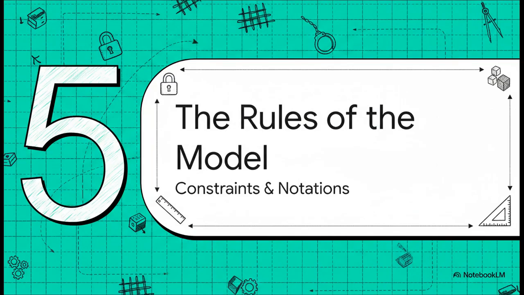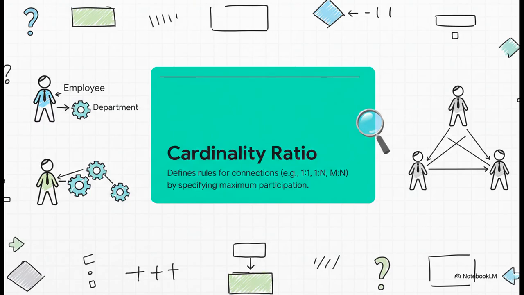But a truly great blueprint isn't just about drawing lines between boxes. It needs to have rules. In data modeling, we call these rules constraints, and they're what make sure our digital model accurately reflects how things work in the real world. The most important rule is something called the cardinality ratio. I know, it sounds a little intimidating, but it's really just a fancy way of asking one simple question. How many? For example, how many departments can one employee manage? Just one or many? How many employees can work on one project? These how many rules define the connection, whether it's one-to-one, one-to-many, or many-to-many.